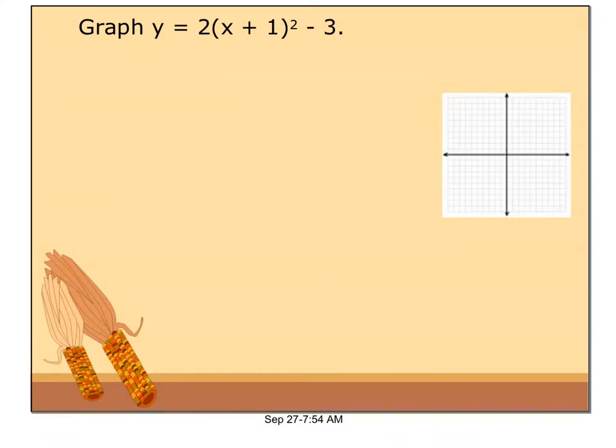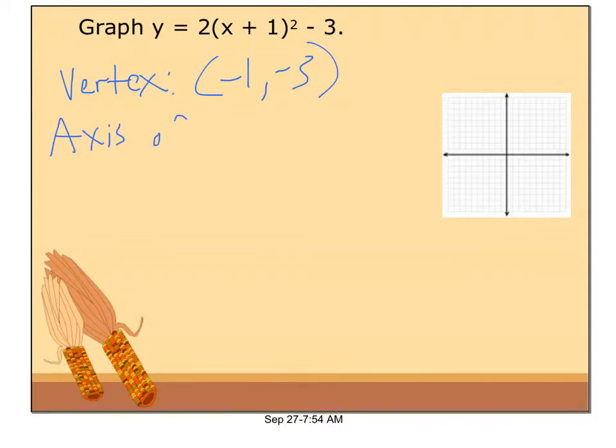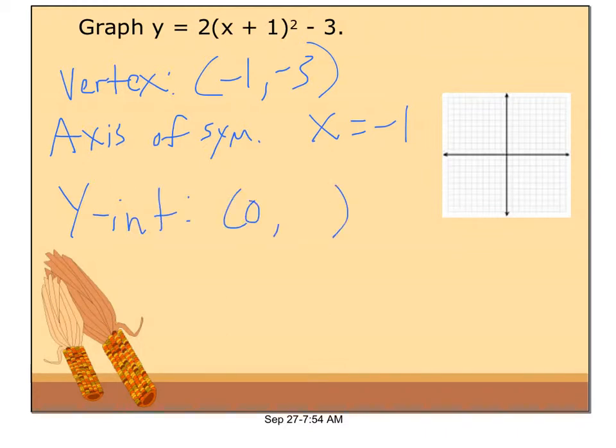Here we have a quadratic in vertex form. Quite naturally, I would start with finding the vertex. And again, that's the great part about this, is the vertex is at -1, -3. Easy as can be to find that. The axis of symmetry is the vertical line x equals -1. That wasn't too bad. Now be careful here. Don't say the y-intercept is 0, -3, because it's not.